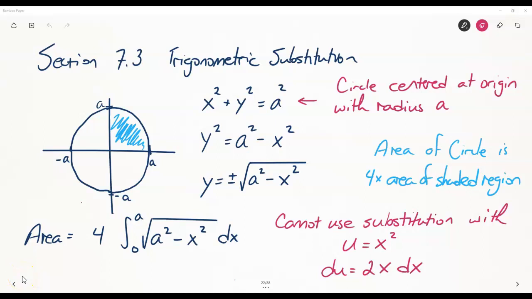So this is where we were at yesterday. We're dealing with 7.3, trigonometric substitution. Now 7.2 was trigonometric integrals. This is not quite this. This is not the same thing at all.